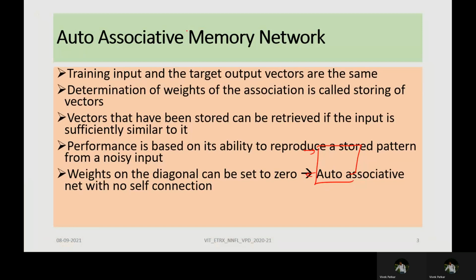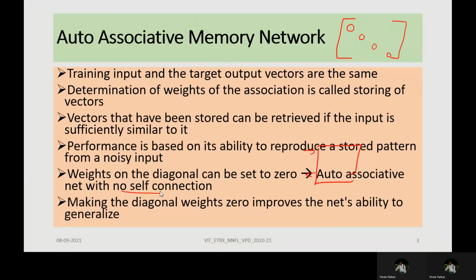Now, this is a neural network, so it will have a weight matrix, right? If we set all the diagonal elements of the weight matrix to zero, we call this a weight matrix with no self connection, or an associative network with no self connection. This architecture without self connection improves the stability, that is, the accuracy of the net. It will increase the generalizing ability. What does generalizing ability mean?